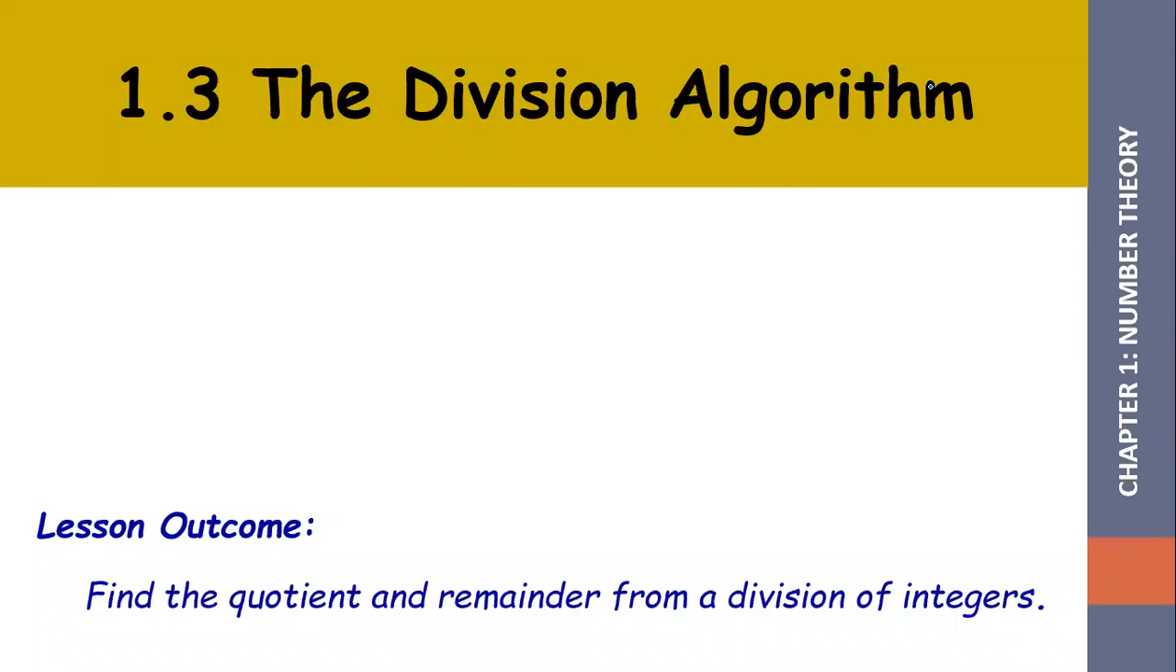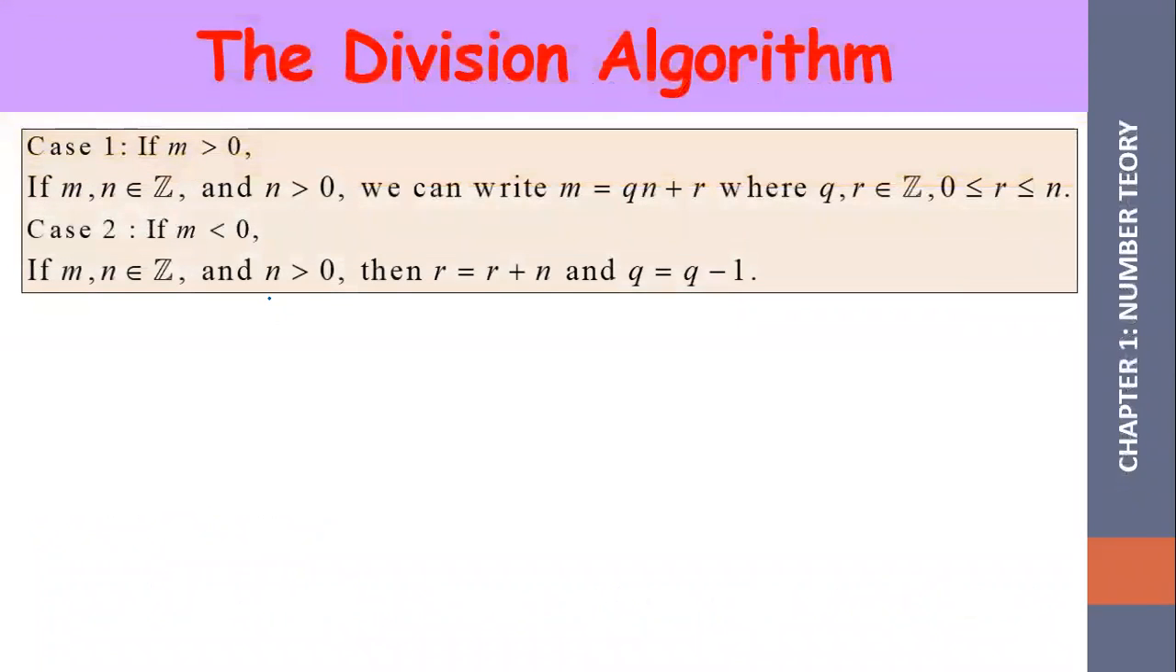Topic 1.3, the division algorithm. Okay, so we have two cases in the division algorithm. The first one is if m is greater than 0. Okay, so we can write that m is equal to qn plus r, where q and r are integers, and the remainder r is between 0 and n: 0 less than or equal to r, less than or equal to n.